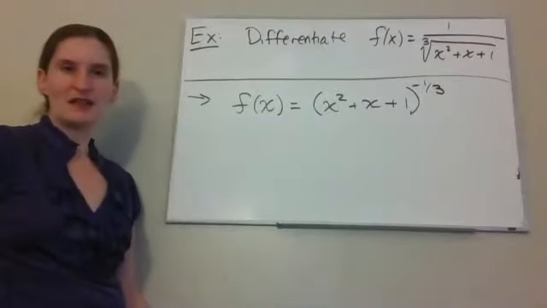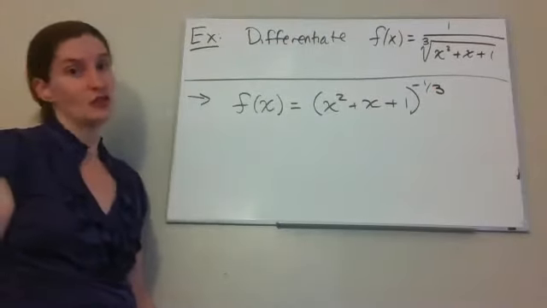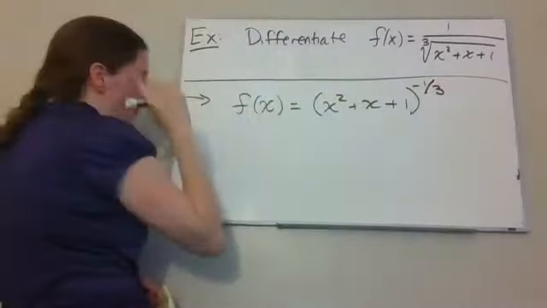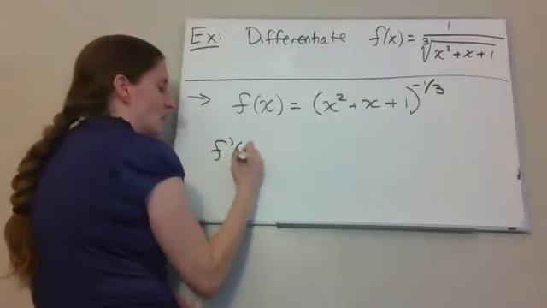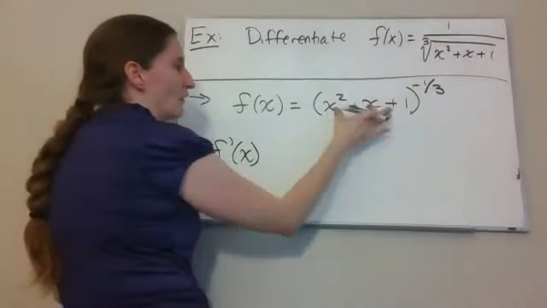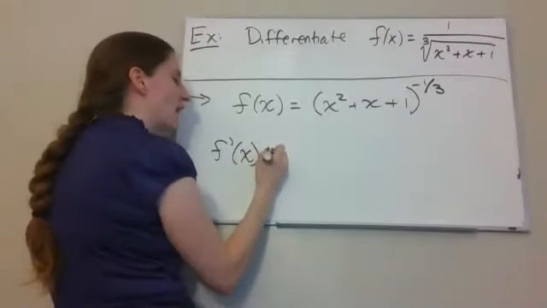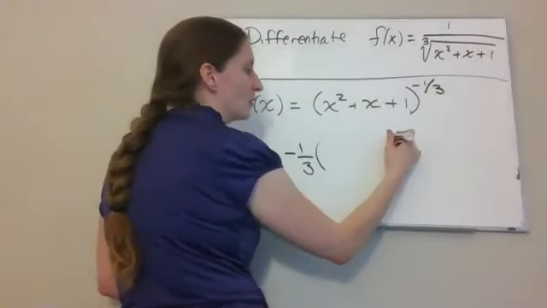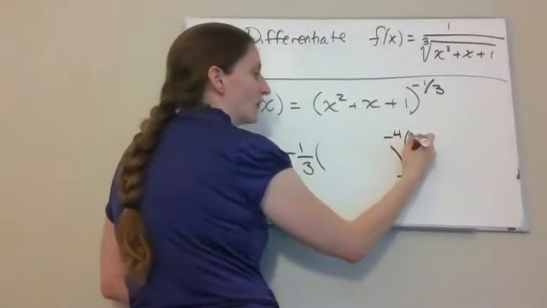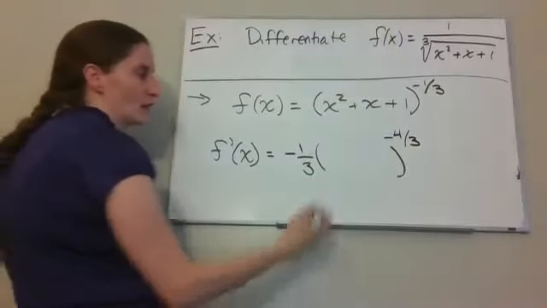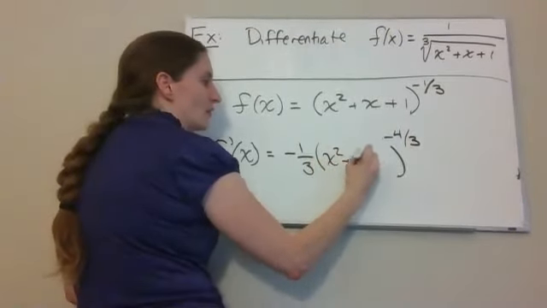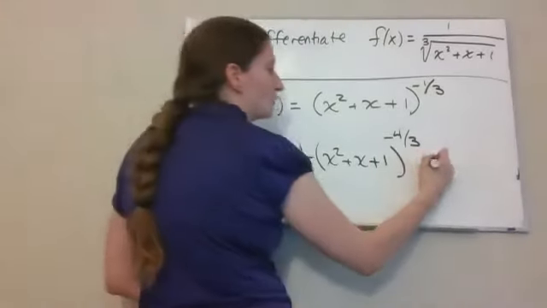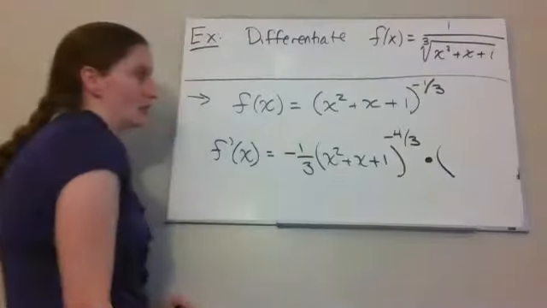And now it's a little easier to see the outside and the inside function to do our chain rule. So the derivative of the outside function, I have something to the negative 1/3 power. So the negative 1/3 comes down, and my new power is 1 smaller. Negative 1/3 minus 1 is negative 4/3. And then don't forget to fill your parentheses back in. Now this whole thing needs to be multiplied by the derivative of the inside function.